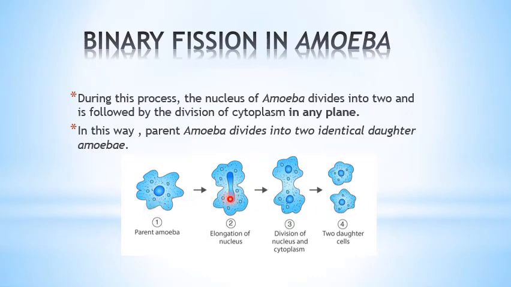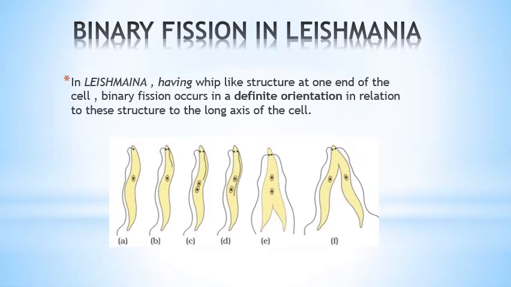Such type of division in which two daughter cells are formed which are identical to their parents is known as binary fission. The example is amoeba. The second example of binary fission is leishmania. In leishmania, there is a whip-like structure that is known as the flagellum. This is the whip-like structure called the flagellum, and they divide in a definite orientation, meaning at a definite plane, into two daughter cells.